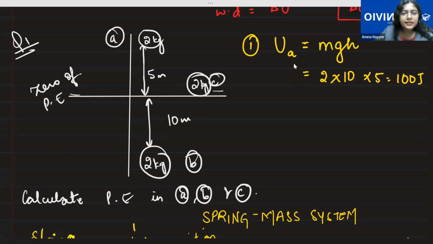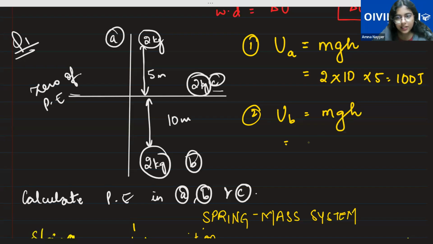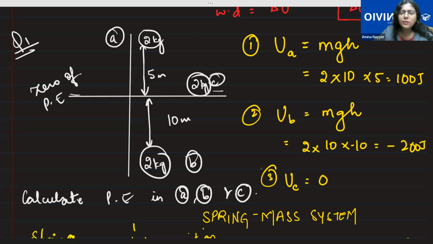Second point, potential energy below. Potential energy below means below your reference line, so that will be negative, like the number lines or the graph that we take. So UB is still mgh, that is 2 into 10 into 10, but the height is minus 10. So the energy is minus 200 joules. While the third one, potential energy at point C will be 0, because there is no displacement produced.